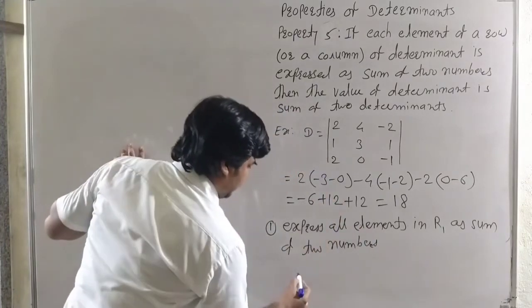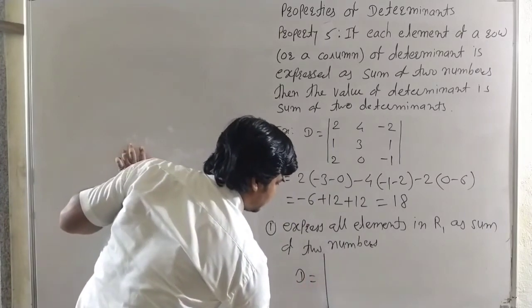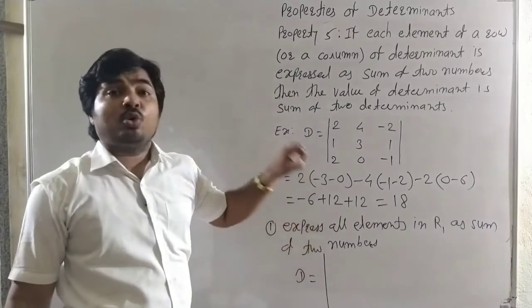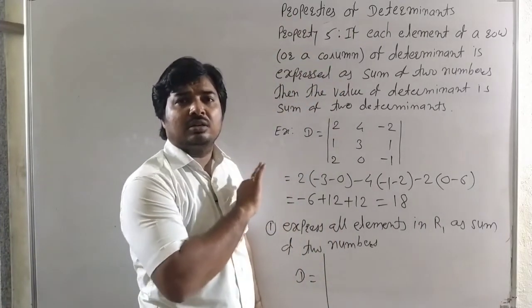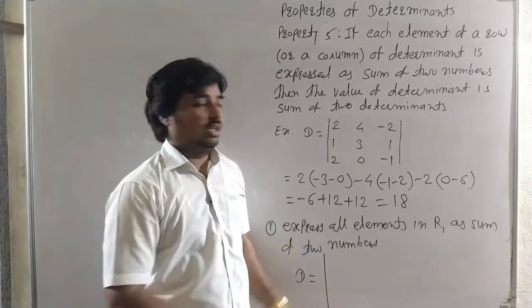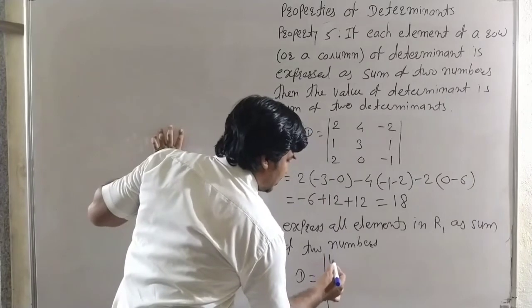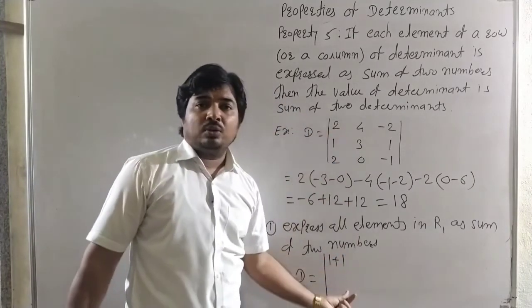Okay, see carefully. Now this is D, the original determinant. Here we can express all elements in row 1. Row 1 has a 2. We can write it as the sum of any two numbers that give 2. Here we can write 1 plus 1, the sum of two numbers. So 2 can be written as 1 plus 1.